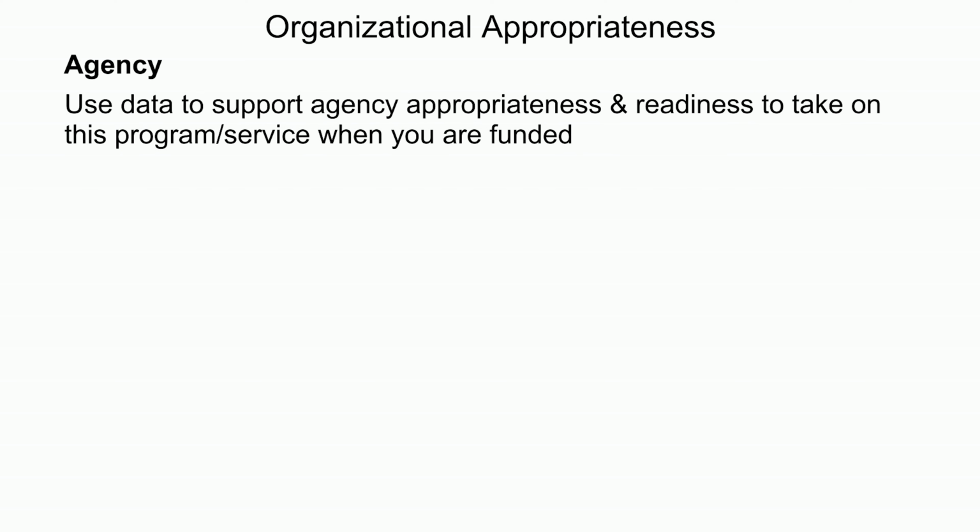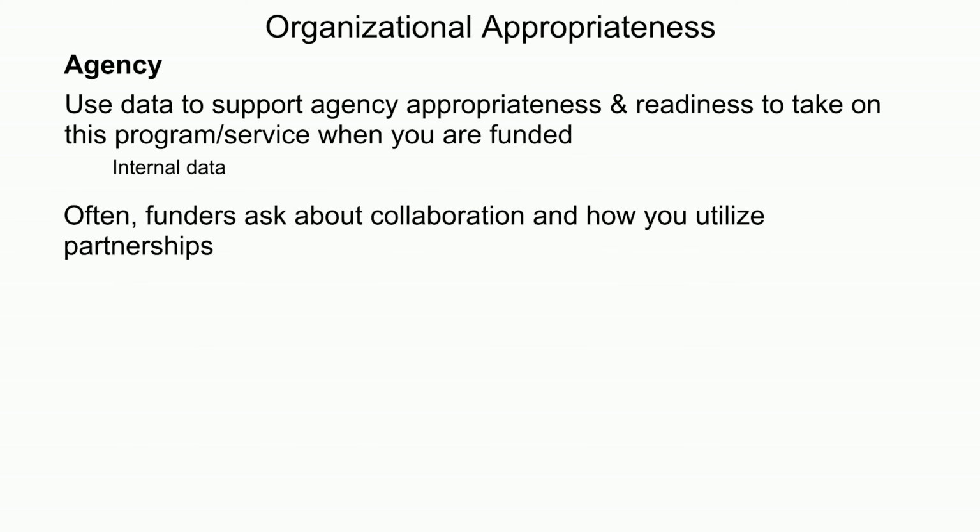Once you have your justification of need, we can move into why your agency is appropriate and ready to deliver this service or program. You can again utilize internal data and present evidence of your ability to reach the target population, previous programs or services you have provided, and why your organization is able to impact the current problem your community is facing. Funders often ask about collaborations and how you plan to utilize partnerships.